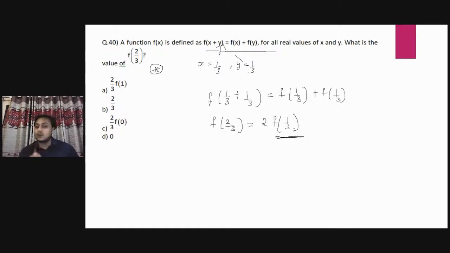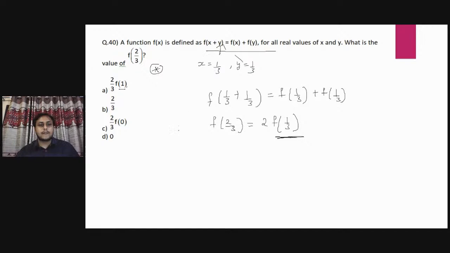Now you have to think about how to find f of 1 by 3. And guys, the options are 2 by 3 of f1, 2 by 3 of f0, right? So in my mind, I'll try to find f1 first, and if that doesn't work, we'll find f0. So you have to find the value of f of 1 by 3, and think about both terms, f of 1 by 3 and f1.